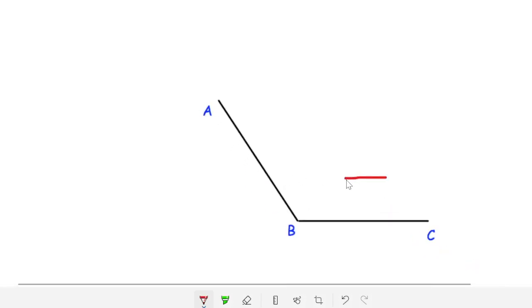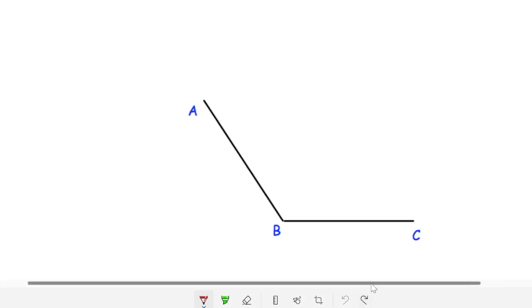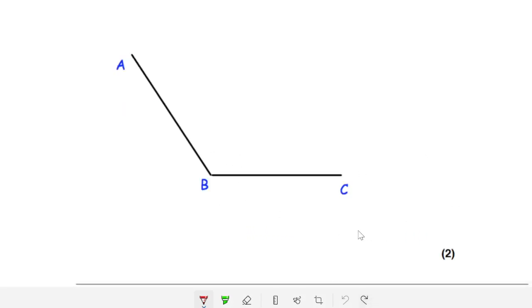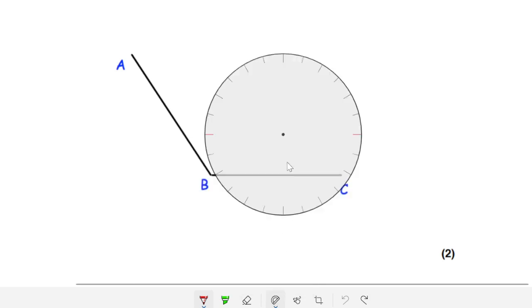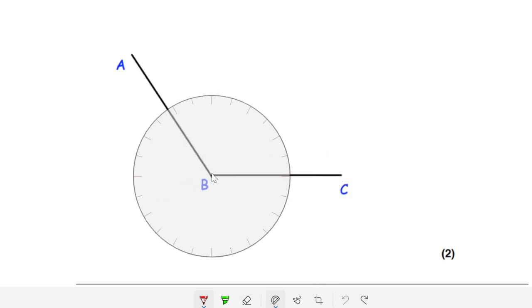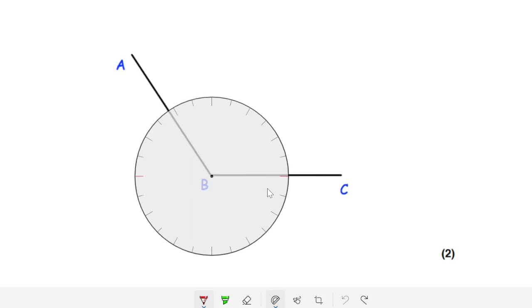So for this question, what I need to do is take out my protractor. I'm not actually using a protractor, but you get the idea. I'm going to be using a circle just because it means that I can produce the arc lines that you would produce with your protractor.